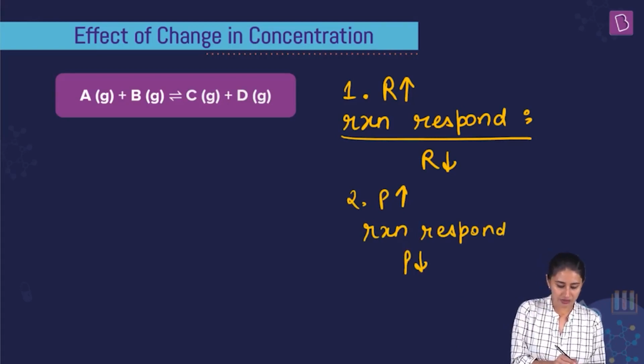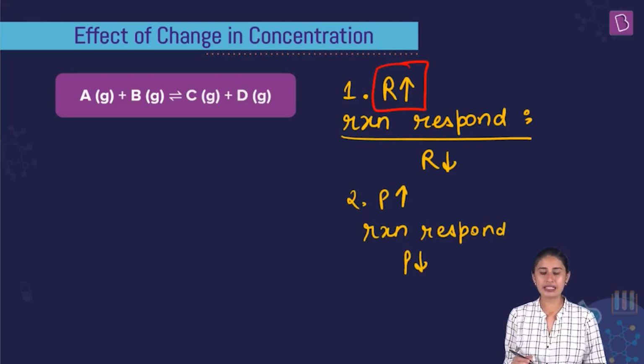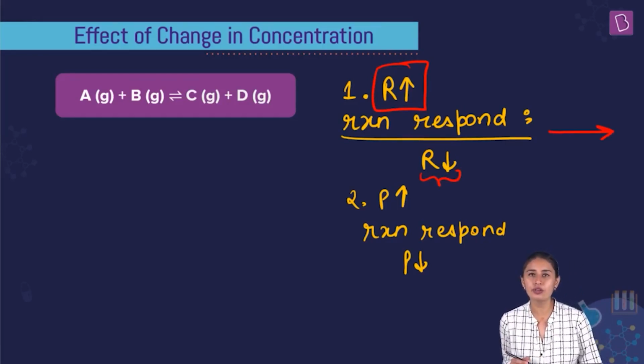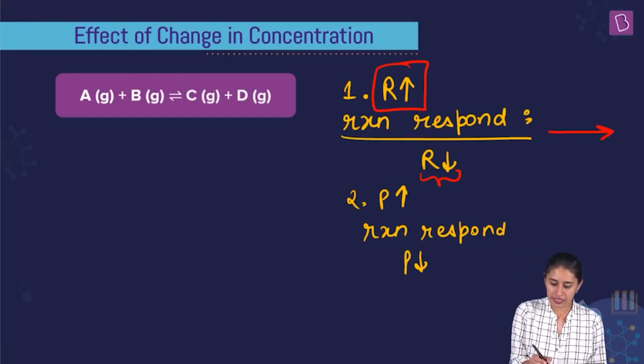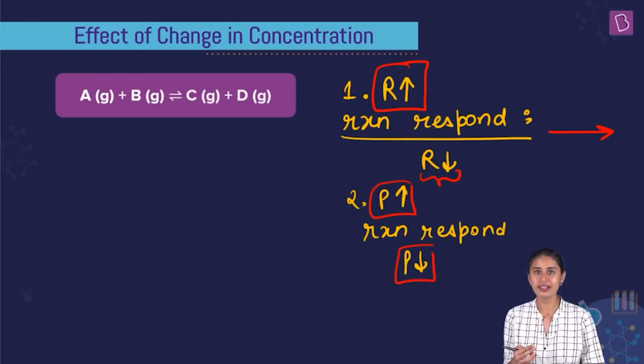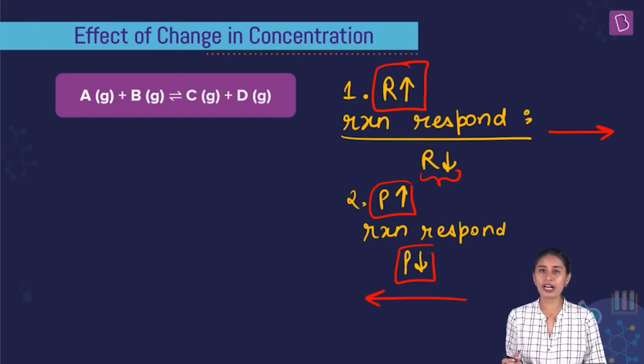So, how can we predict the directions from here? If we are increasing the reactant, the reaction responds such that the reactant decreases. It can only be done by the reaction going in the forward direction. If we are increasing the product, how does the reaction respond? The reaction responds by decreasing the product. How can we decrease the product? By going backward.